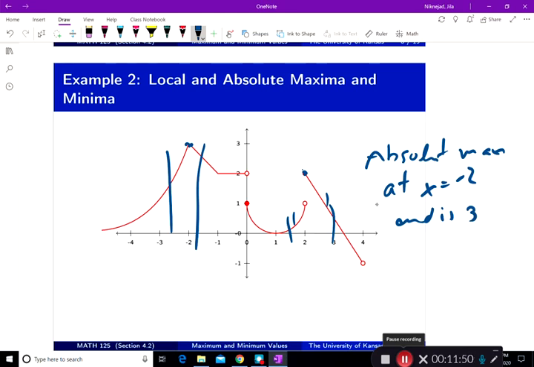And then there is no absolute minimum, because if I look, this point is empty. It would have been an absolute minimum, but it's not going to be an absolute minimum because it's empty. So I can get as small as I want to and get closer and closer to that empty point. So no absolute min.